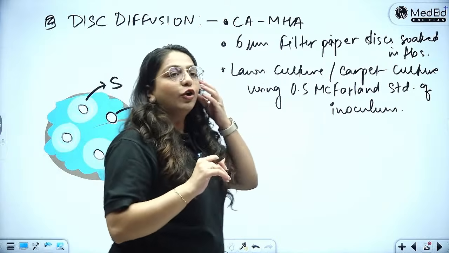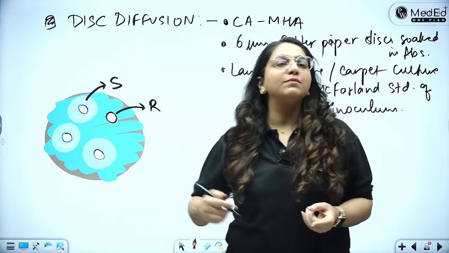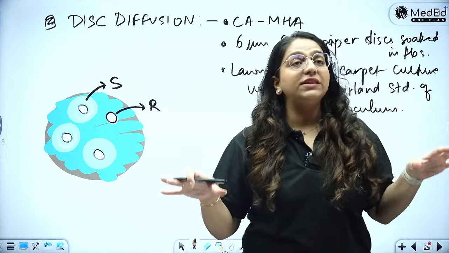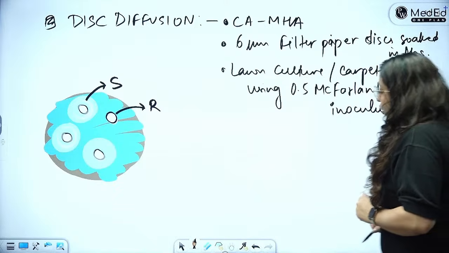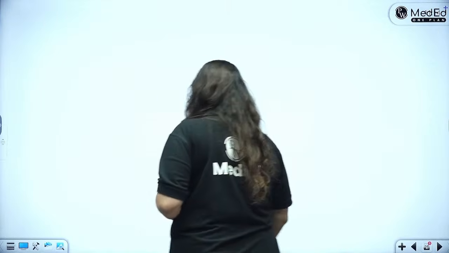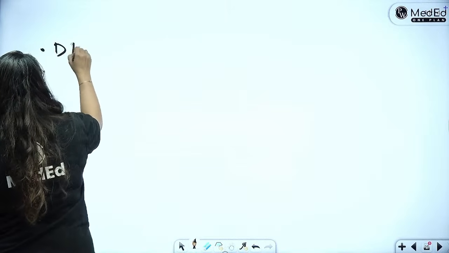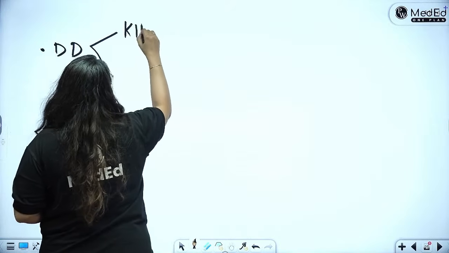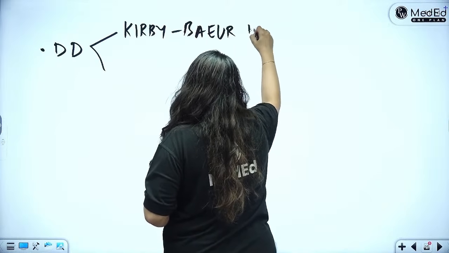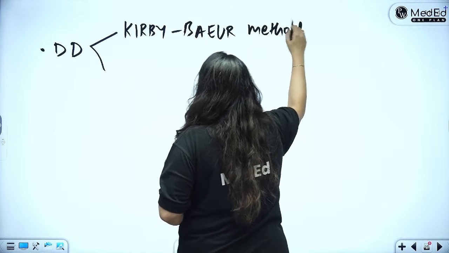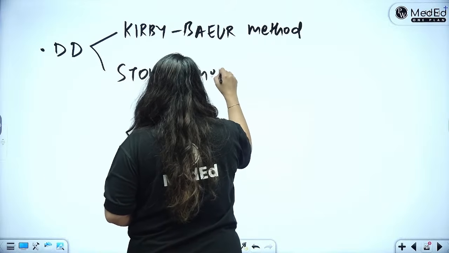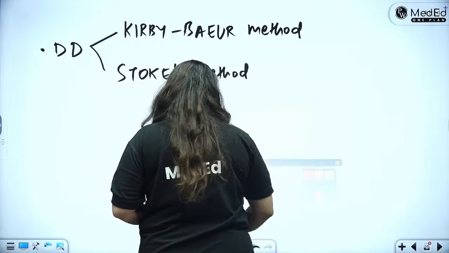The reason for not showing you an image and drawing this diagram is to make you understand that it is very much possible to be asked to draw these diagrams in the exams, right? Now you have two types of disc diffusion methods. What are the two types? One is called the Kirby-Bauer method, and one is called the Stokes method. So what are we doing in the Kirby-Bauer method?